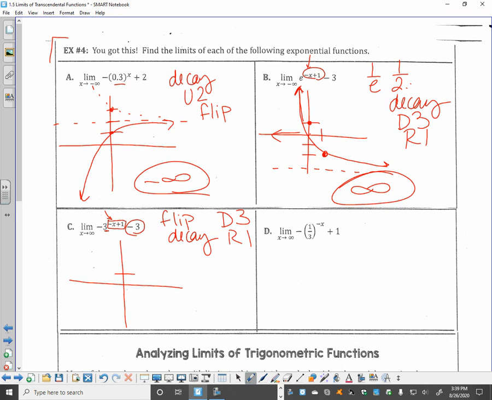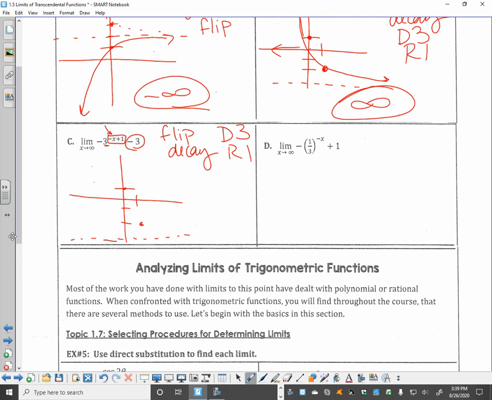So here I am. I'm going to go down 3, right 1. Asymptote is 1 below it. And decay and flip. Okay, decay, but then I need to flip. Ooh. All right, I'm headed to positive infinity. So the y's are headed to the asymptote, which would be negative 3. Okay.